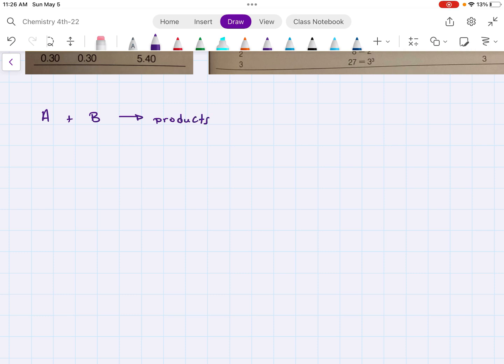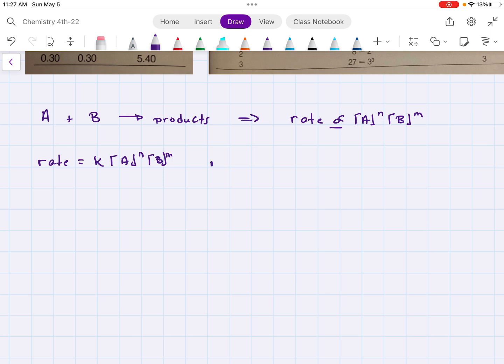Now, the rate of the reaction can be written as follows. If you take the rate of the reaction, that's going to be proportional to the molar concentration of reactant A times the molar concentration of reactant B. Now, if we introduce something that would help dispel this proportionality, we can actually replace that with an equal sign if we introduce something called the rate constant, which is represented by the letter K. So the rate is equal to the rate constant times the molar concentration of A times the molar concentration of B, right? And that's basically our rate law.